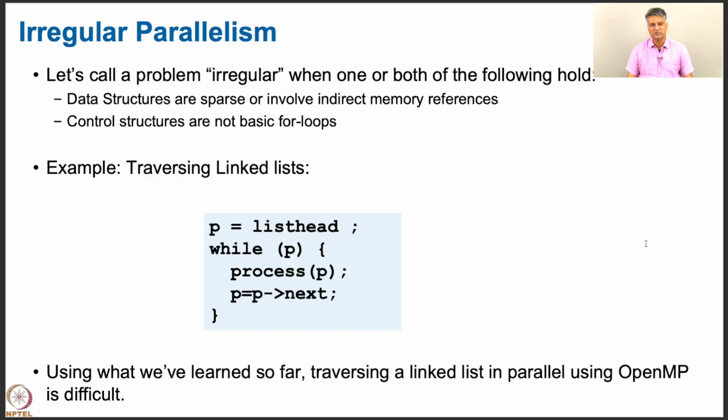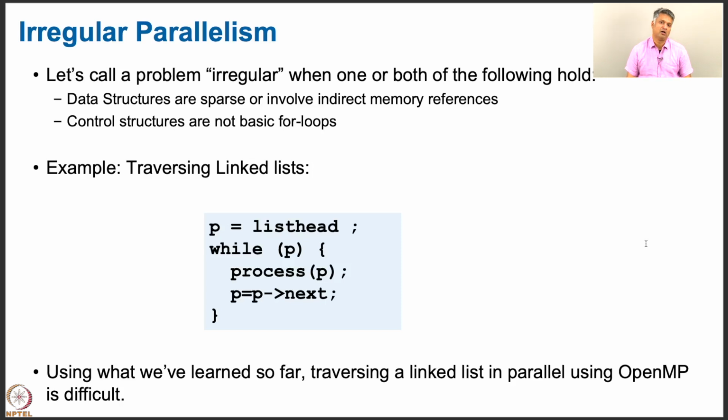One of the biggest examples of this is traversing linked lists. If you look at this snippet of code, P is a pointer to the list head, and while P does not become null, you process this pointer P and you keep looking at the next element of the linked list. So while we're traversing this linked list, we do not know how big it is.